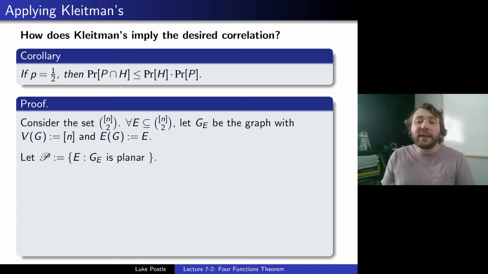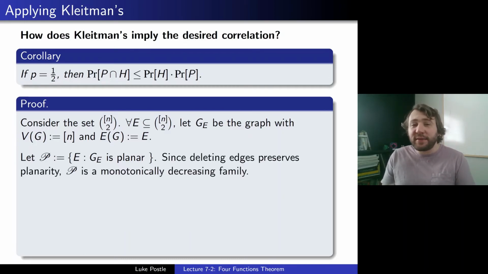And then, given this family of subsets, we define two different families. You first have the family script P, where you have the sets E where G_E is a planar graph. So you think of all the planar graphs you get. And the point is that this family, since deleting edges preserves planarity, is a monotonically decreasing family. So if I have a planar graph with certain edges, then any subgraph you get would also be planar. And then it's not true for Hamiltonicity, but it's true for the complement.